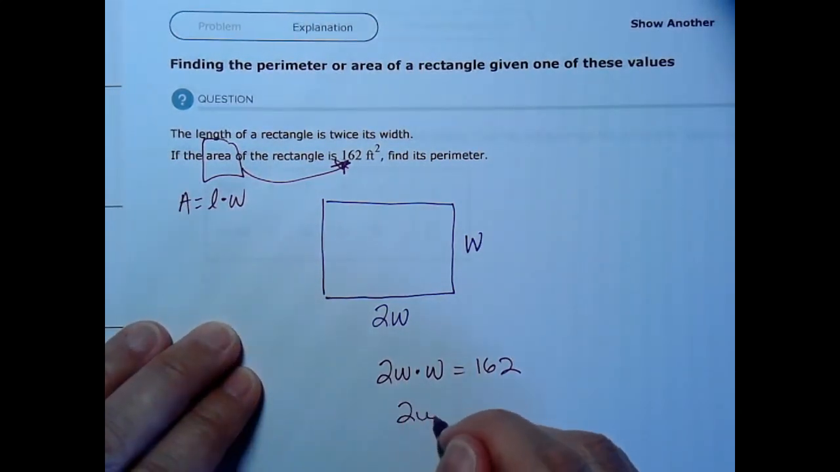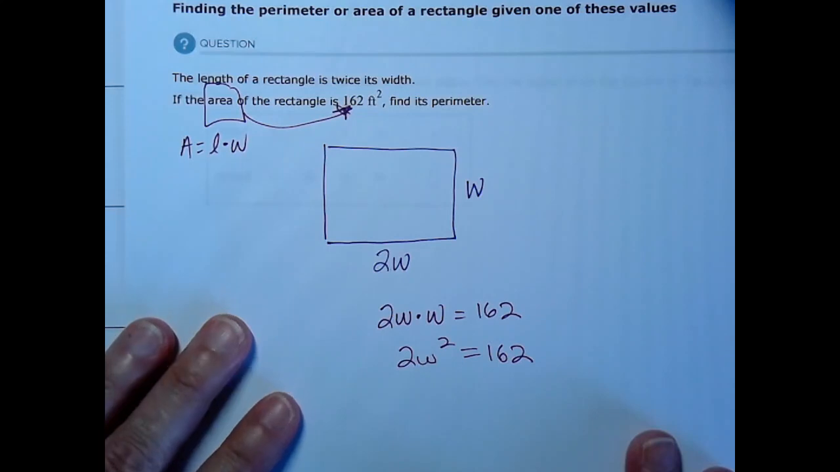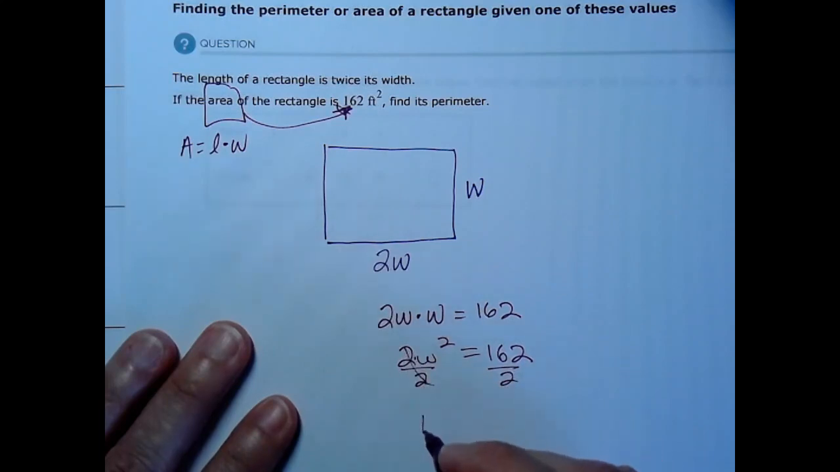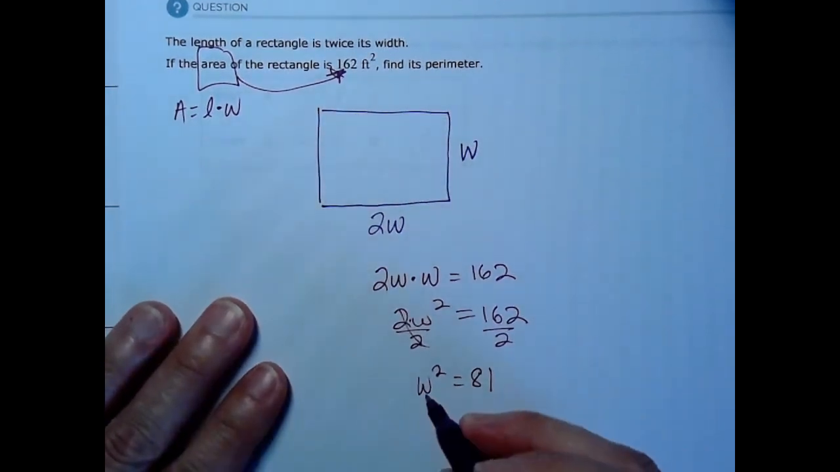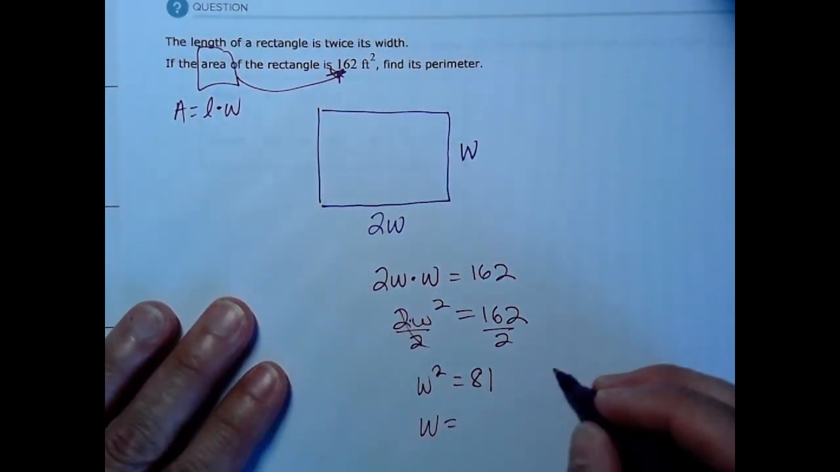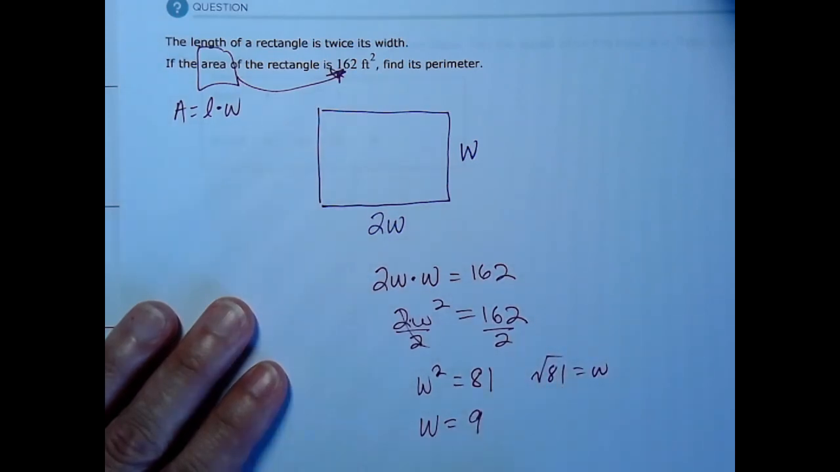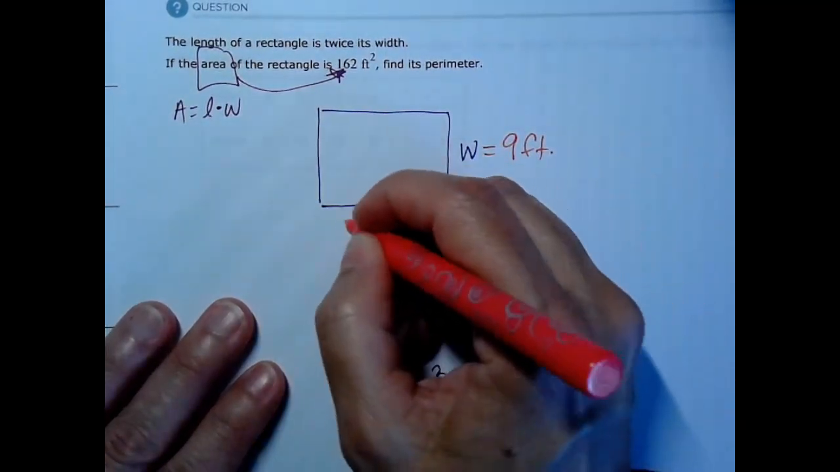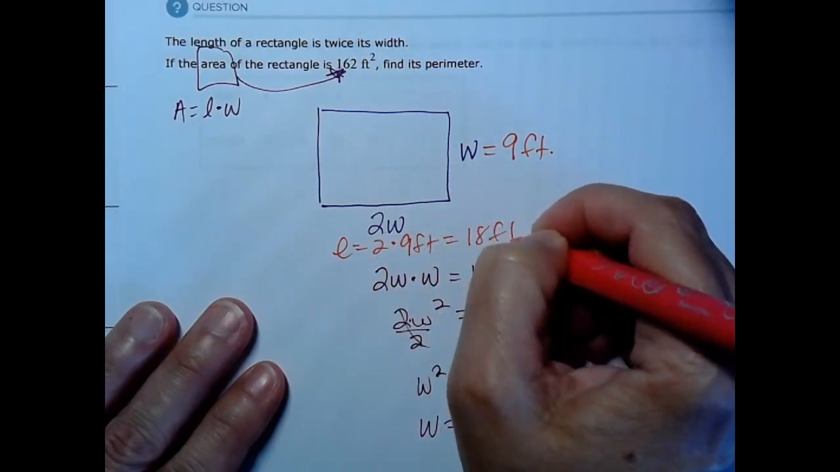So now I get 2W squared is equal to 162. I have to get the variable by itself, so this is multiply, so let's divide. That gives me W squared is equal to 81. If W squared is equal to 81, then W is going to be the square root of 81, and the square root of 81 is 9. When I come back up here, I know that my width is equal to 9 feet, and so my length is going to be equal to 2 times 9 feet, which is 18 feet.